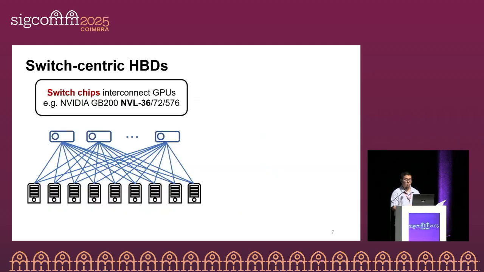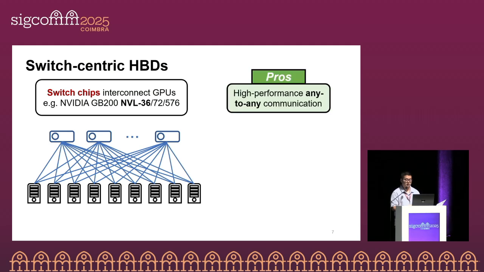The first type is switch-centric HBD. They connect GPUs using high-performance switches to form a non-blocking network. A typical example is NVIDIA GB200 NVL series. On the left is NVL36. The strength of this architecture is a high-performance any-to-any communication.